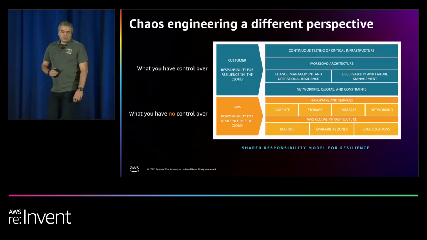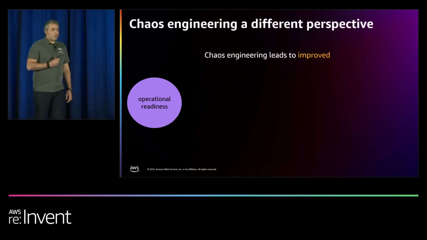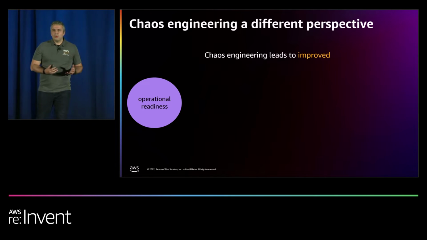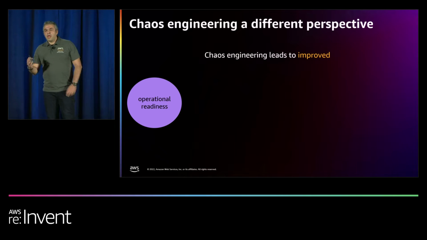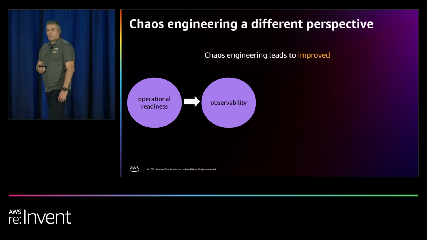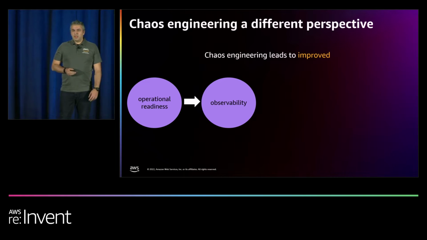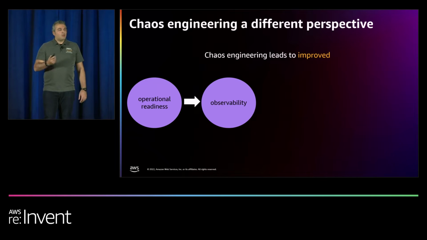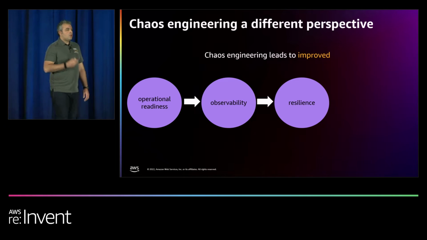So what chaos engineering provides you is improved operational readiness, because your teams will get trained on what to do if a certain service fails. You will have mechanisms in place to be able to fail over automatically. You will have great observability in place because you will realize what is missing within your observability that you haven't seen when you're running these experiments in a controlled way. And ultimately, you will learn to build more resilient workloads on AWS.